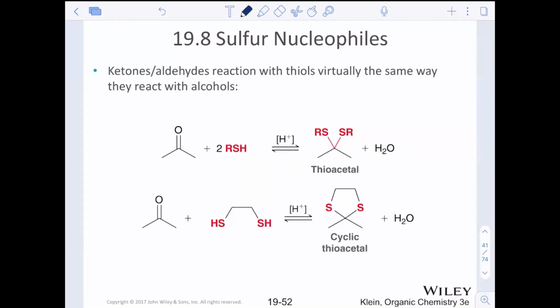All right, moving right along with sulfur nucleophiles. Ketones and aldehydes react with thiols virtually the same way as they react with alcohols. It's the exact same mechanisms. We just have a couple extra things that we can do with a cyclic thioacetal or a thioacetal. But let's just dive in a little bit.